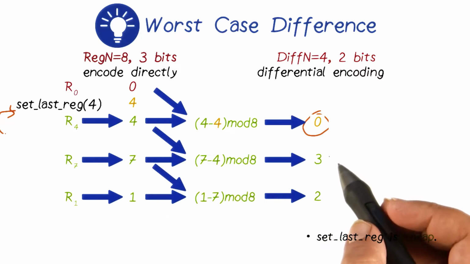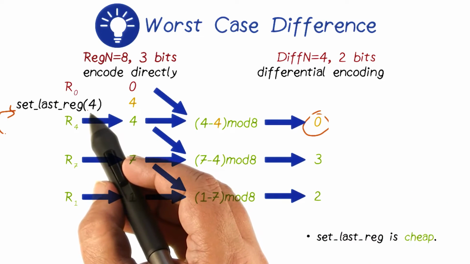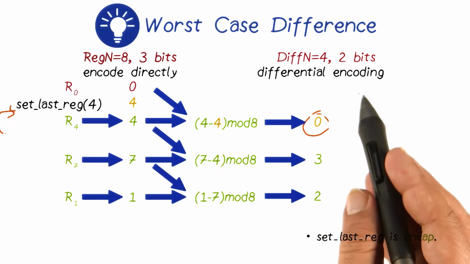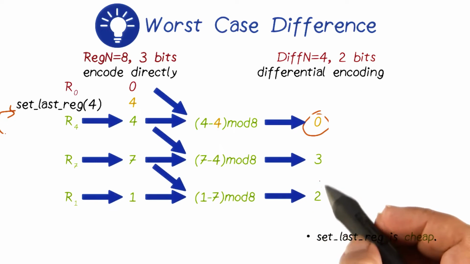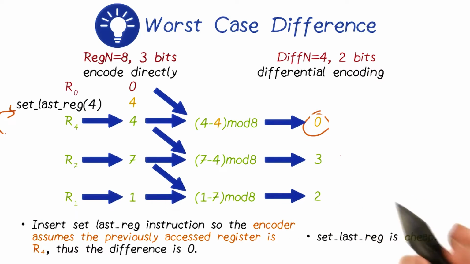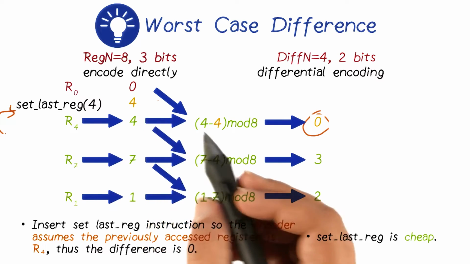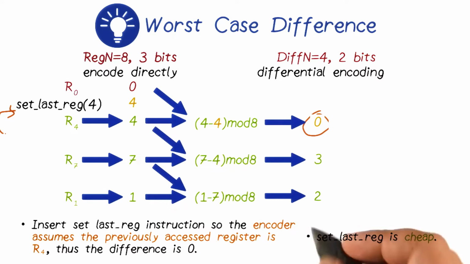So in other words, some register sequences, when they cannot be encoded as differences, are directly set by using set last register, and whenever they can be encoded using 2 bits, we'll go ahead and encode those as shown over here. So the solution that we are proposing here is to insert a set last register instruction so that the encoder assumes the previously accessed register is R4 and therefore the difference is 0, and such instructions therefore set the current register to the one that we want, and avoid differential encoding.